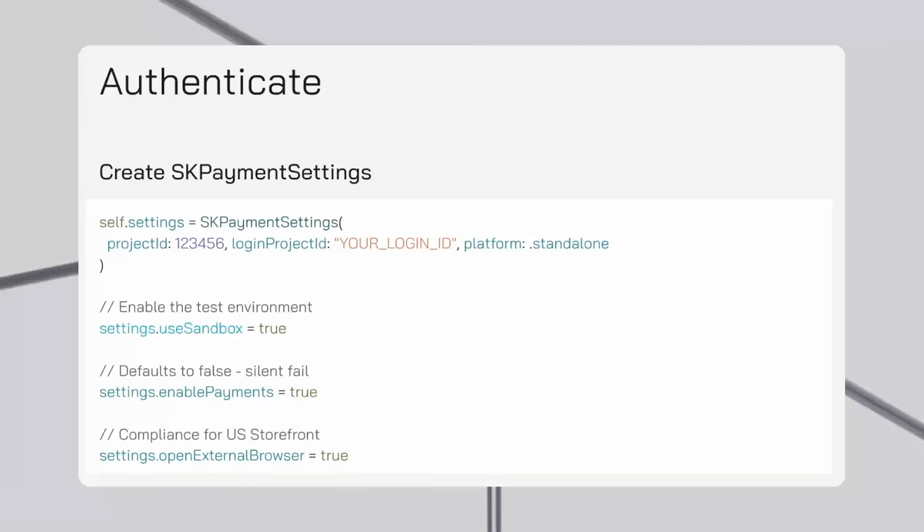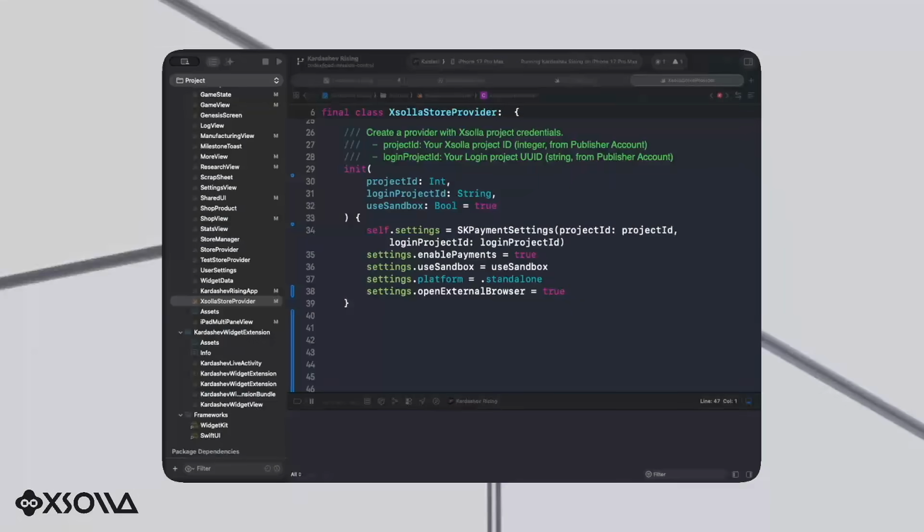Let's hop back over to Kardashev to see how I built this in-game. For better extensibility, I'm wrapping everything in an Xsolla Store Provider class. Here you can see the init function taking in a project ID, login project ID, and whether or not we're in sandbox mode. I then pass the project ID and login project ID into the constructor and set each property as needed.